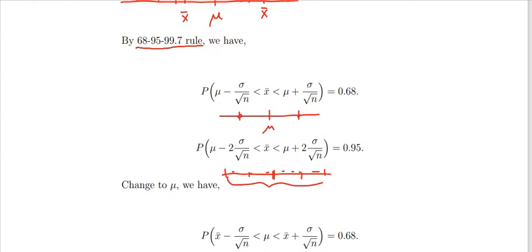But the story is, our purpose is to estimate this mu. We know X bar, not mu. So here we have mu and X bar. This mu is the average for all people. This we don't know; it is unknown.